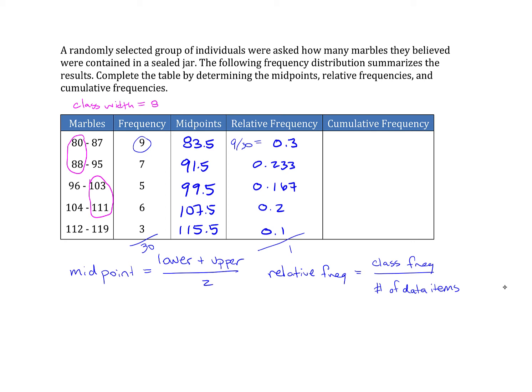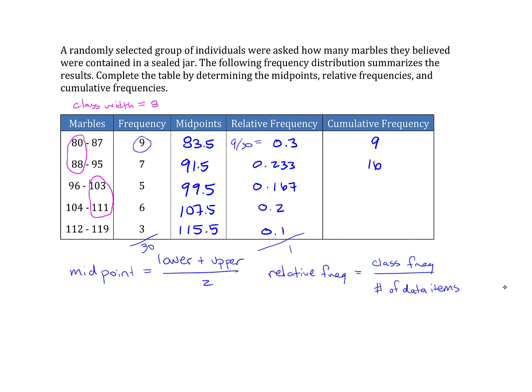Now, the cumulative frequencies. There isn't really a formula for cumulative frequencies. There's really just a process that tells you to take a running total of individual class frequencies. The first cumulative frequency is always just equal to the first class frequency. For the next one, we allow the frequencies to accumulate. That's where this is getting its name from. So 9 plus the next class frequency of 7 gives me 16. So that's the next cumulative frequency.